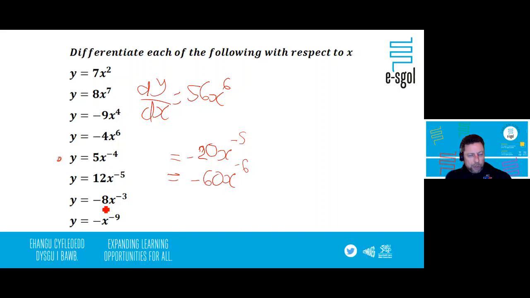Last two, a little bit different. We've got two minus signs here. That would give us 24x. 8 threes are 24. Minus times a minus makes it a plus. Minus 3 to the power of minus 3, down from minus 3 is minus 4. Again, why don't you have a think of the last one before I move on? Minus 9 times minus 1 would actually make it 9x, and the power decreases by 1 to the minus 10.